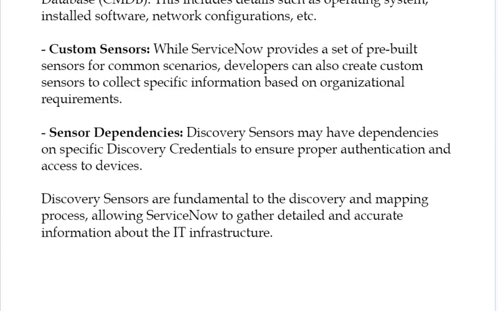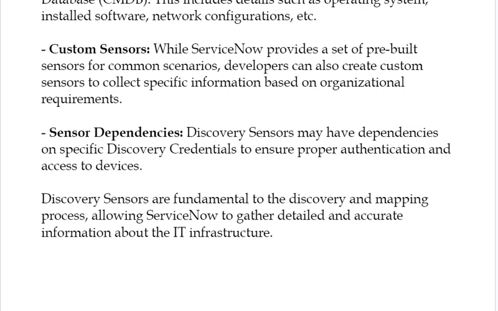Next point is custom sensors. While ServiceNow provides a set of pre-built sensors for common scenarios, developers can also create custom sensors to collect specific information based on organizational requirements.